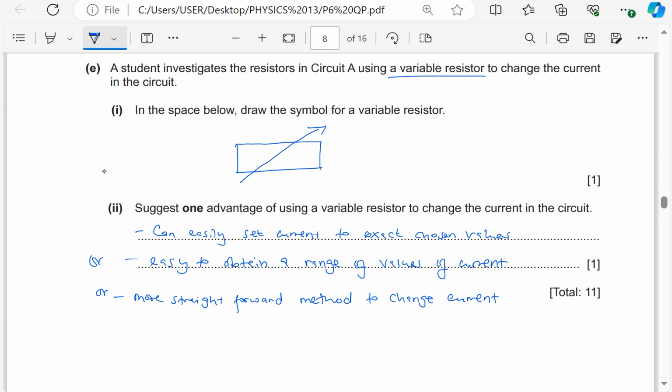So instead of saying it is easy to obtain a range of values of current, you could also say a continuous set of data can easily be obtained. When you use a variable resistor, you can get a continuous set of data easily. So it is easy to obtain a range of values of current. You can easily set a current to an exact chosen value. It is a more straightforward method to change current. Any of those is an advantage, but most of them refer to almost the same thing, so you don't state more than one.